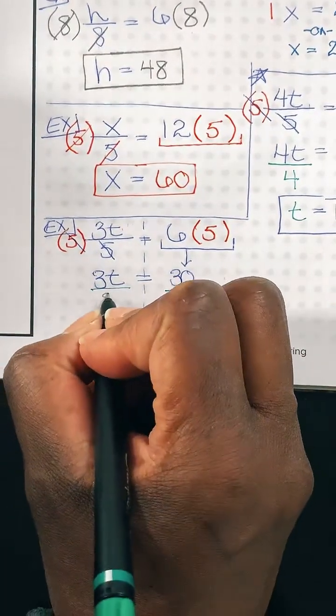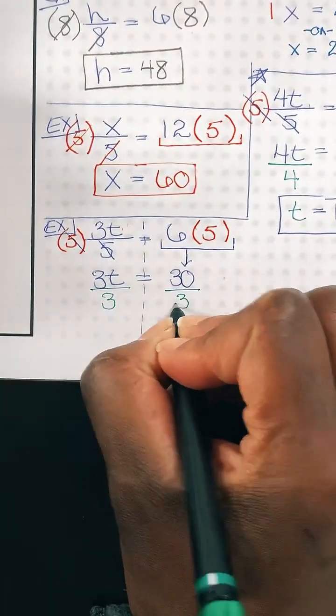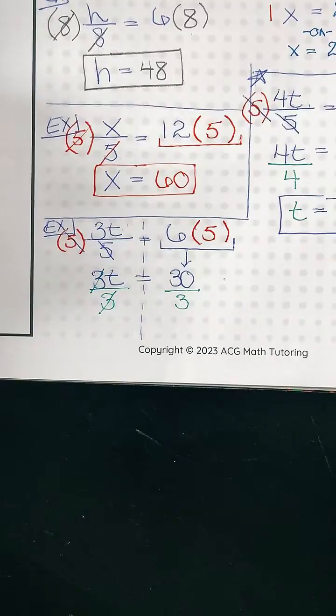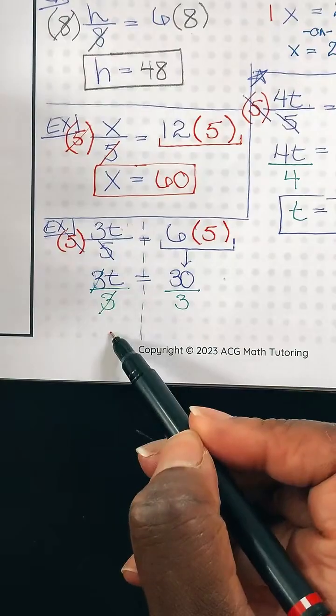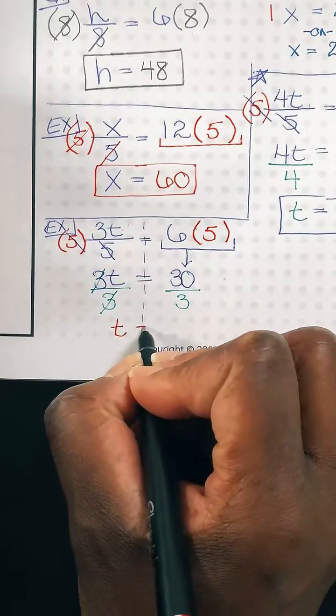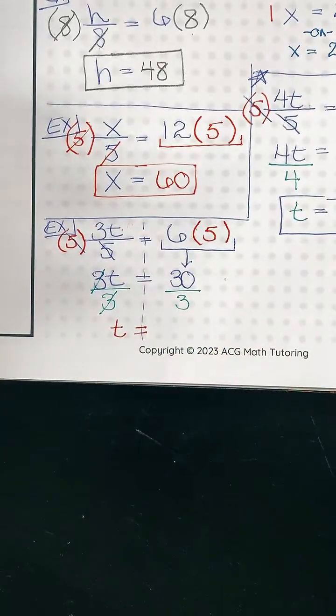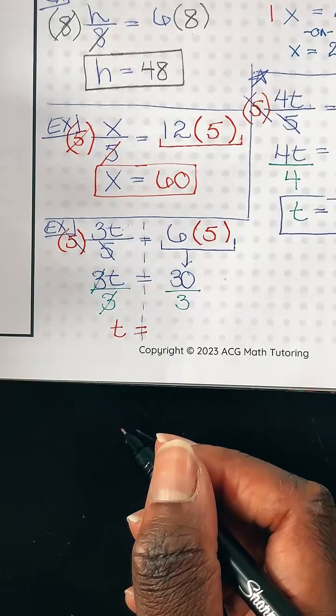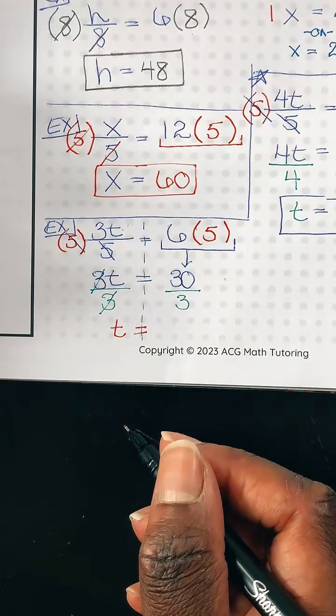So 3T equals 30. What do we have to do next in order to get T by itself? 3 and T were together, but 3 started messing up. We got to divide both sides by 3. When they're messing up, we got to get rid of them. We got to divide them out of our lives.